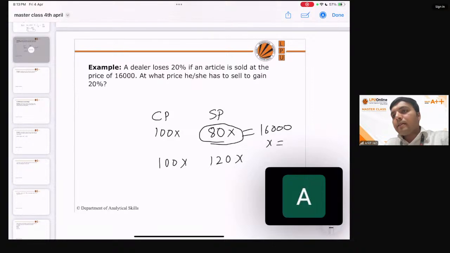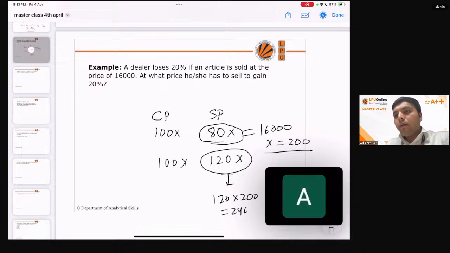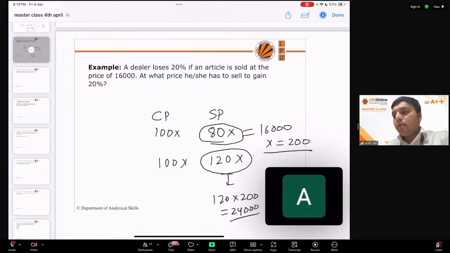So x is equal to 200. So what is the value of 120x? 120x is 120 into 200, which is 24,000. Simple.